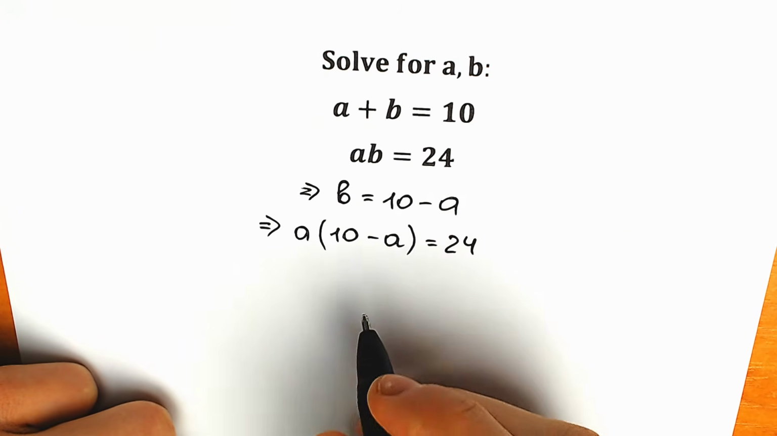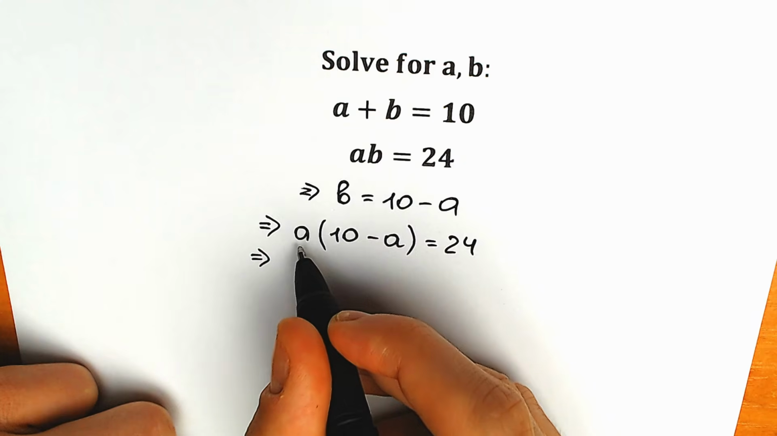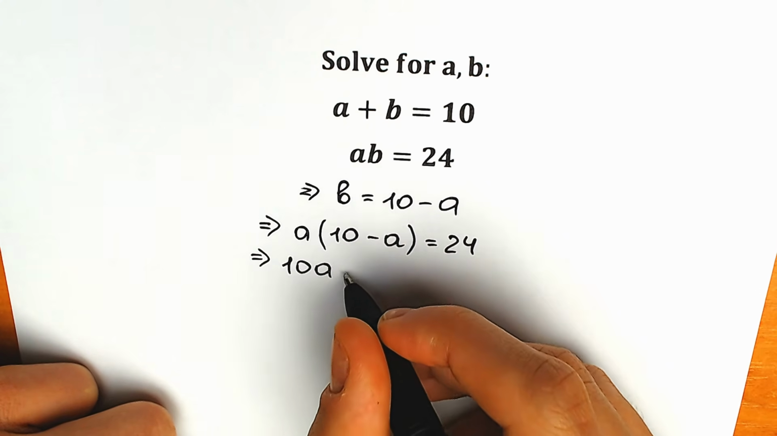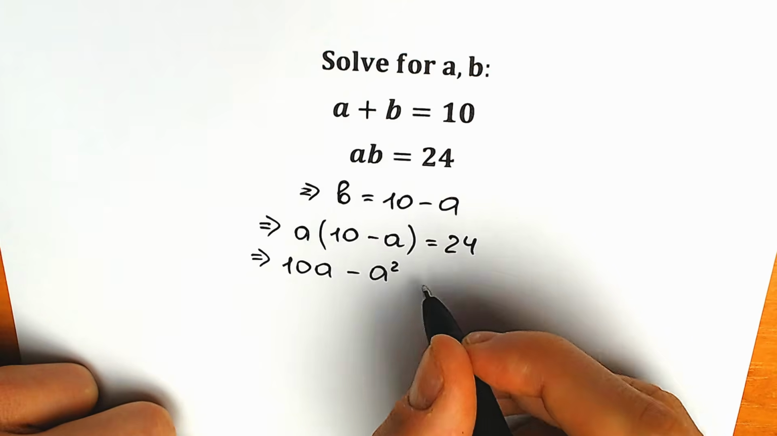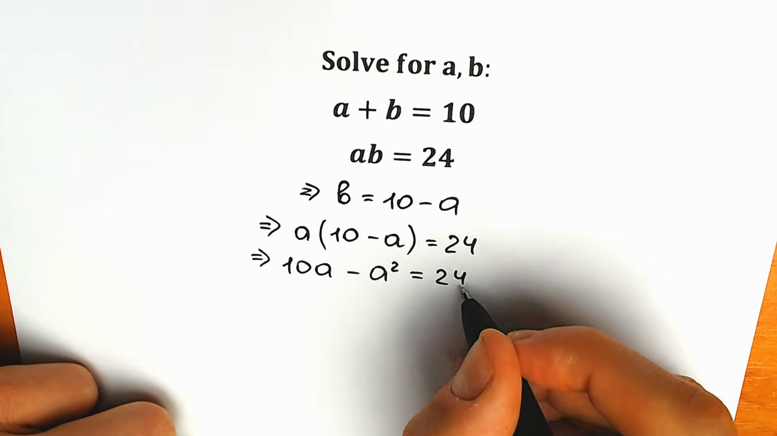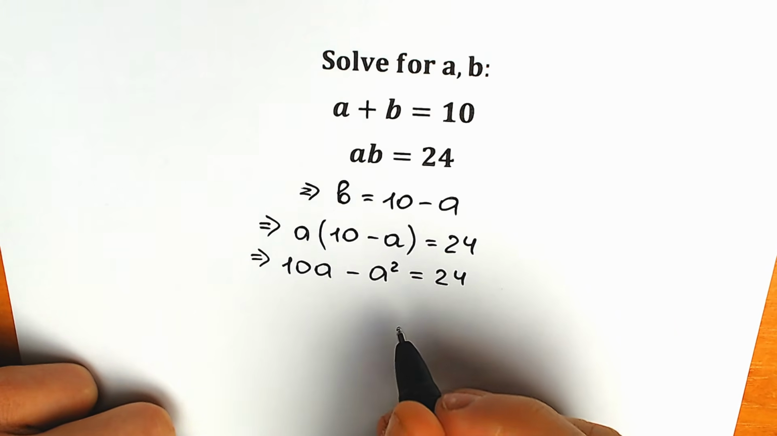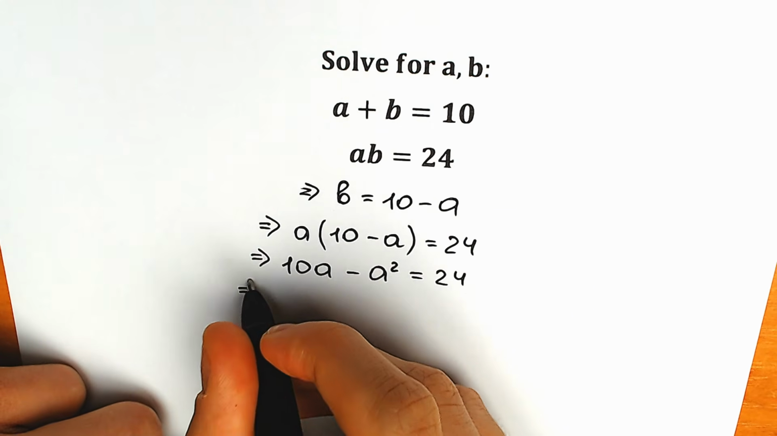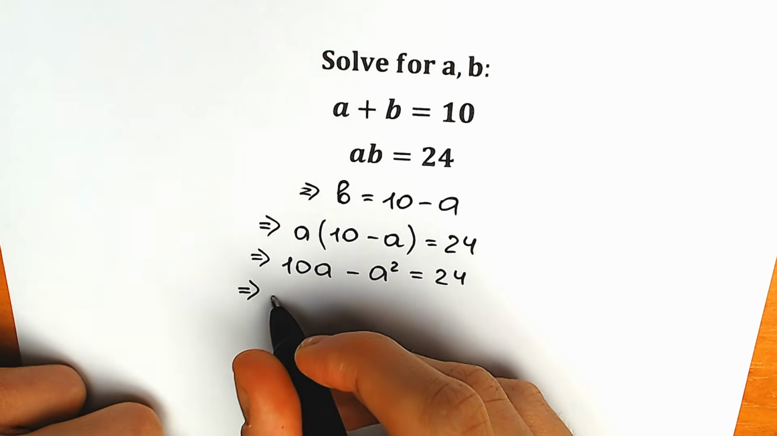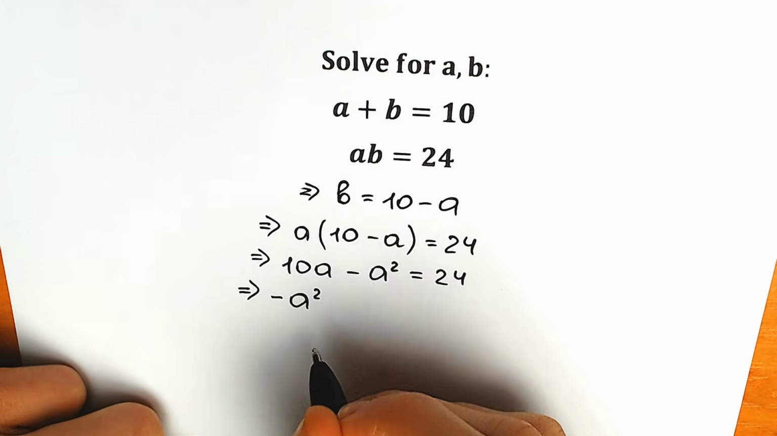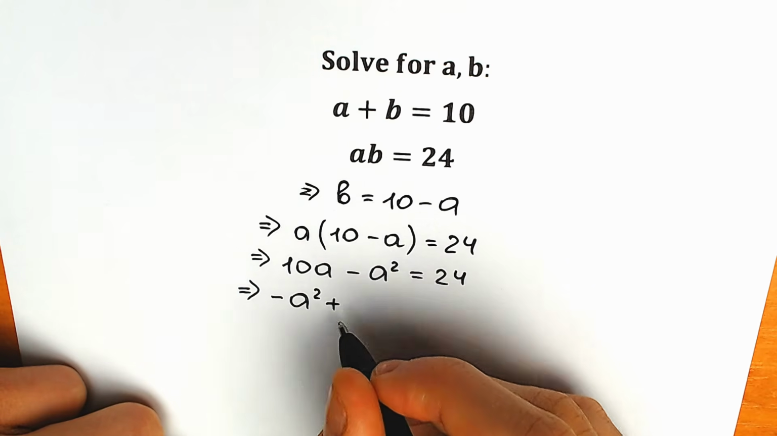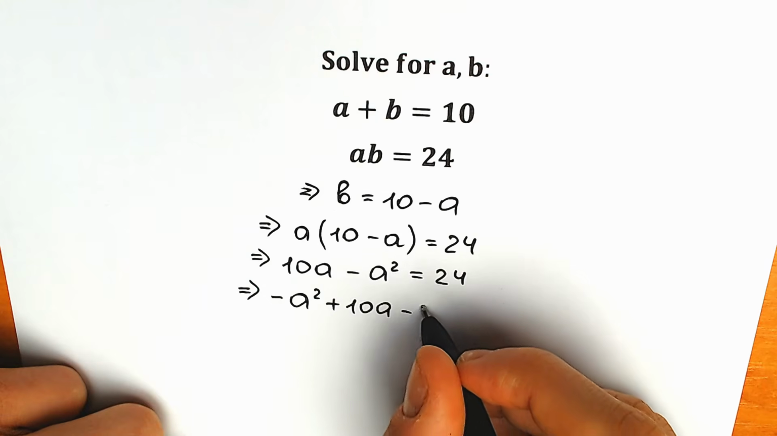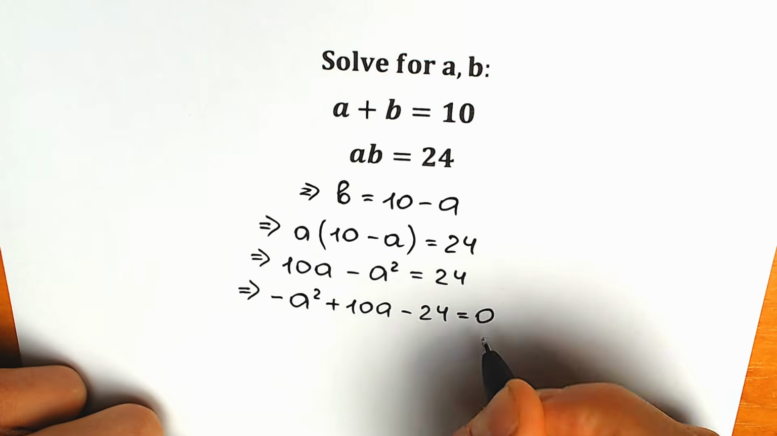Right now, let's simplify it. We can multiply this a by the parentheses. So we have 10a minus a square equal to 24. Let's change the order, because we can clearly see that this is a quadratic equation, but we prefer our minus a square in the first position. The next term is plus 10a, and we have minus 24 equal to 0.